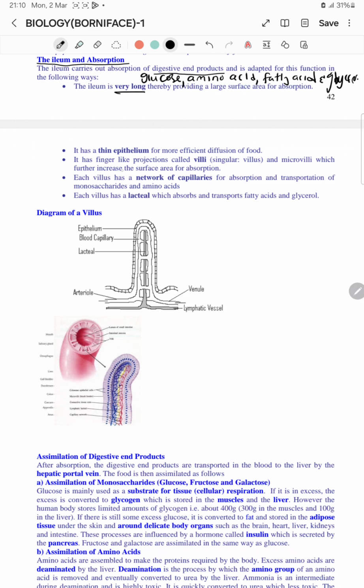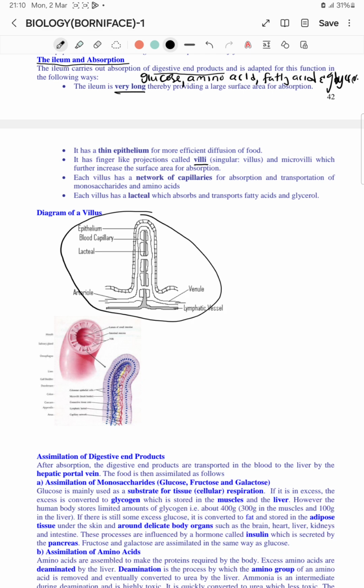It has finger-like projections called villi, singular villus, and microvilli, which further increase the surface area for absorption. So you can just say it has finger-like projections, or even just say it has villi that increase the surface area for absorption. That's what we call a villi. This is found in the small intestine known as the ileum.